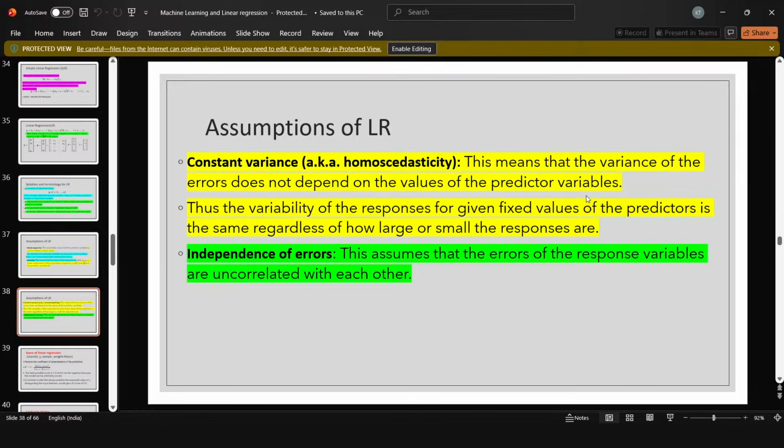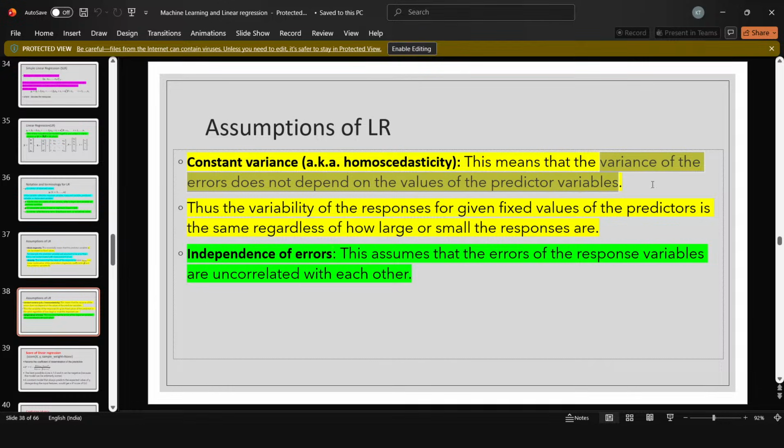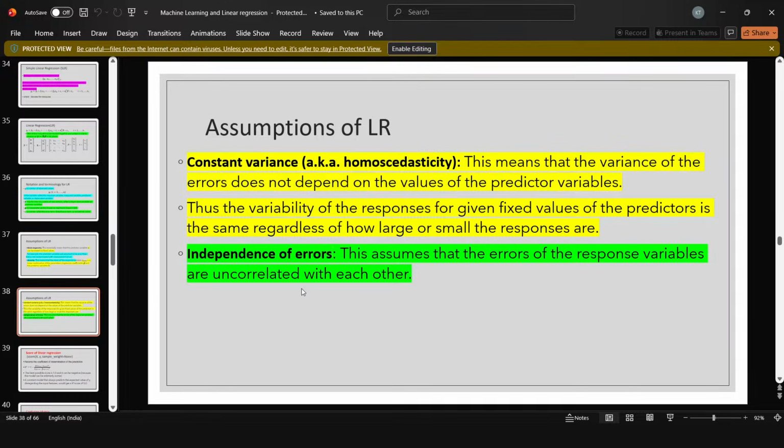You will understand better if you try to relate the definition given here with the graph. That's what it says here: the variance does not depend on the values of the predictor variables. That's as straightforward as that.